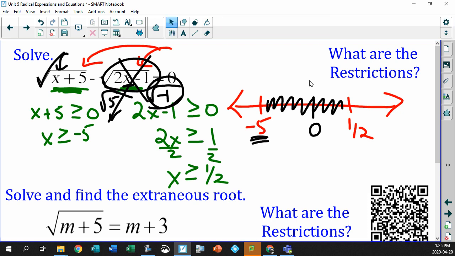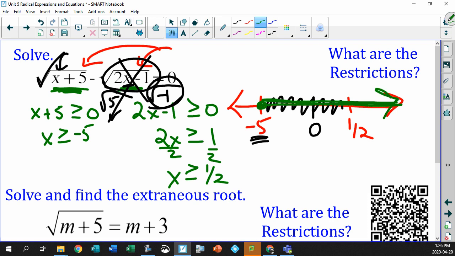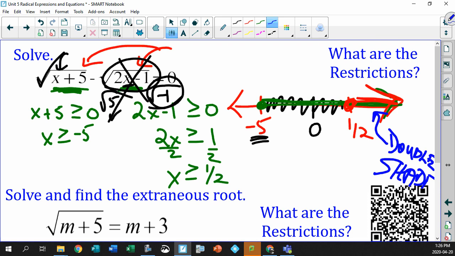Remember what we did at the beginning of this unit when we were talking about restrictions. We always say, okay, shade this way to show greater than negative 5, but then shade this way to show greater than 1/2, and always, always, always choose the section that is double shaded. Look for the double shade, and the reason why is because that double shaded area represents both equations.